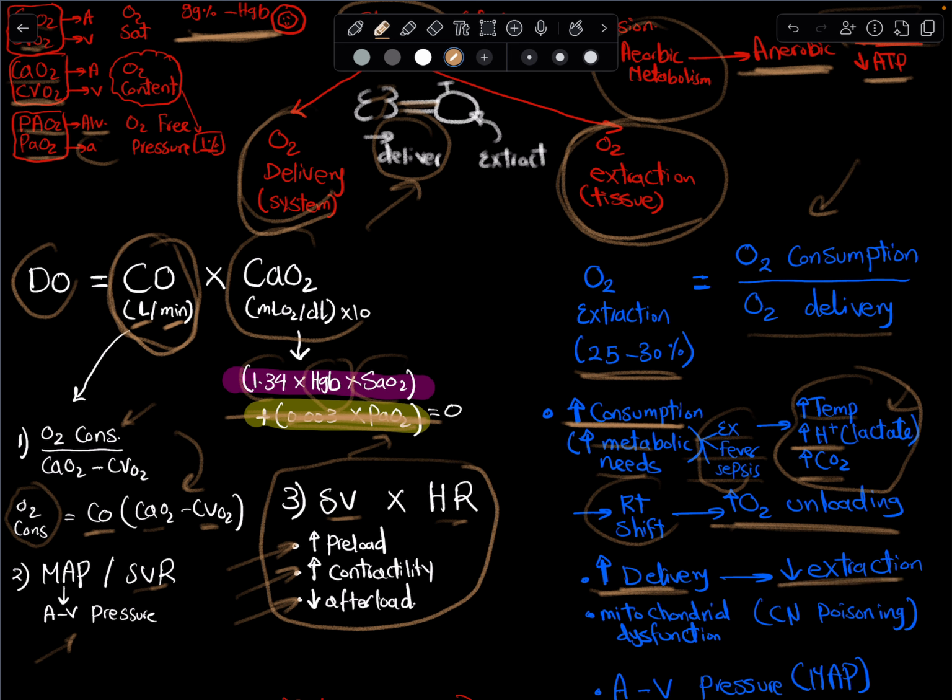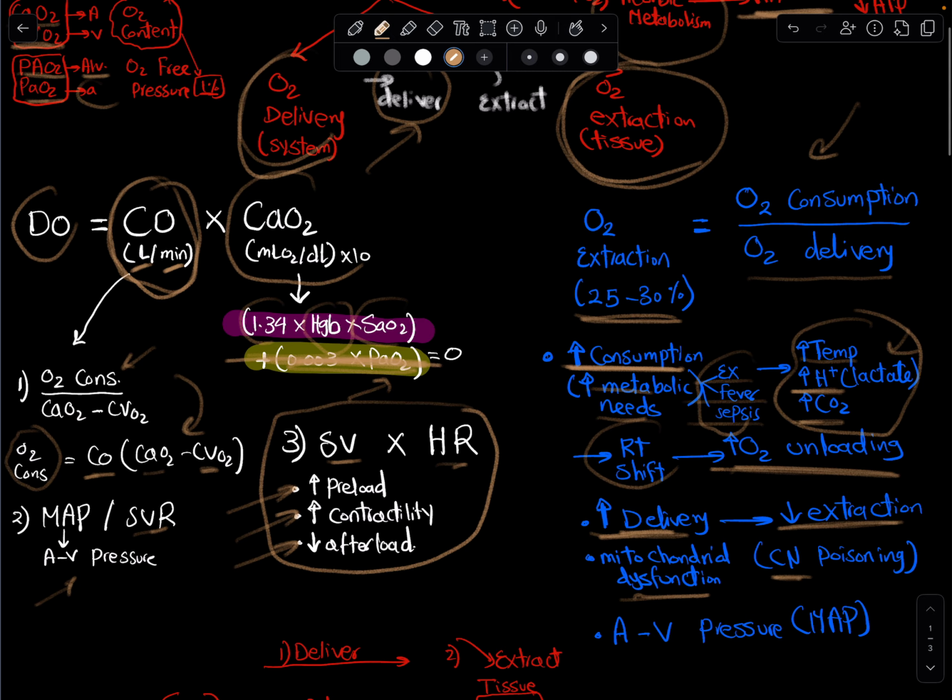Other factors, those are the big factors. Other factors could be mitochondrial dysfunction, because remember the aerobic metabolism needs the mitochondria. If you remember the Krebs cycle, some of it happens with the help of the mitochondria. So you actually need the mitochondria here. That's why some poisoning, like cyanide poisoning, can affect the mitochondria, which can affect the tissue oxygen usage.